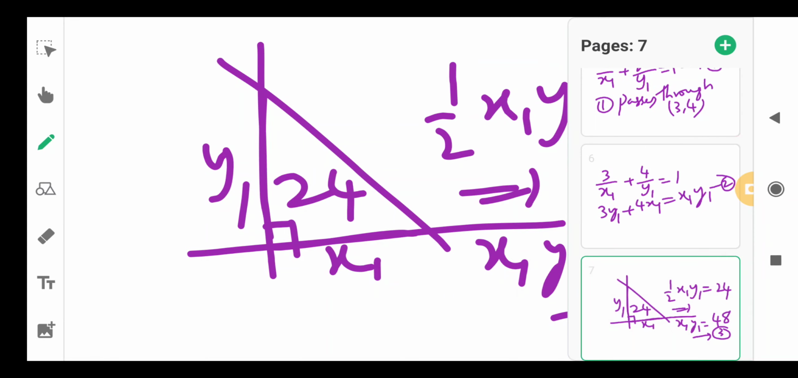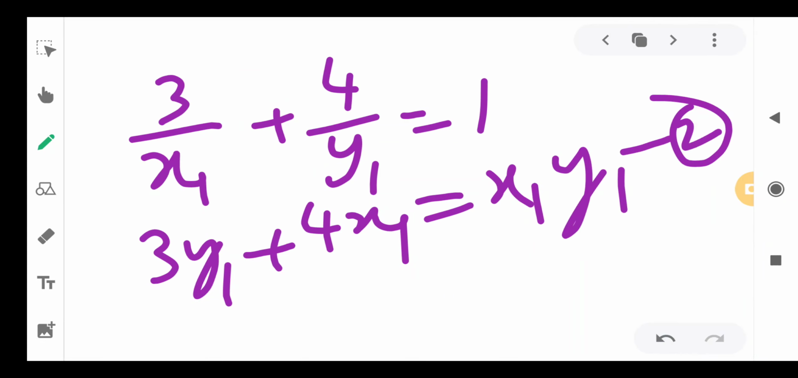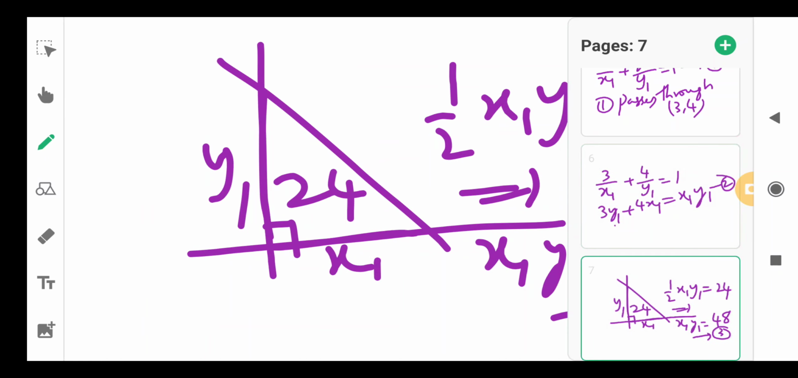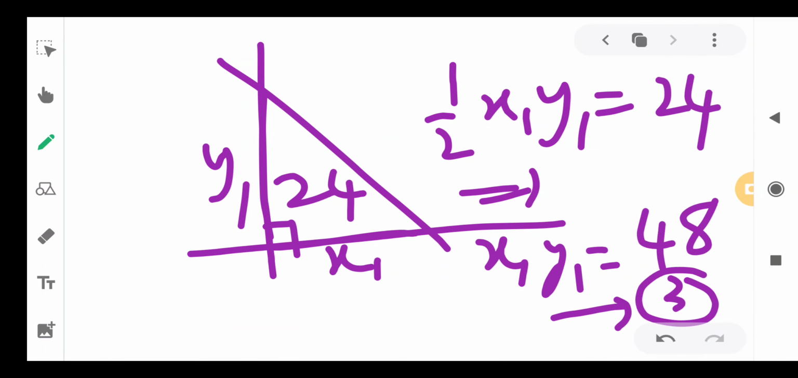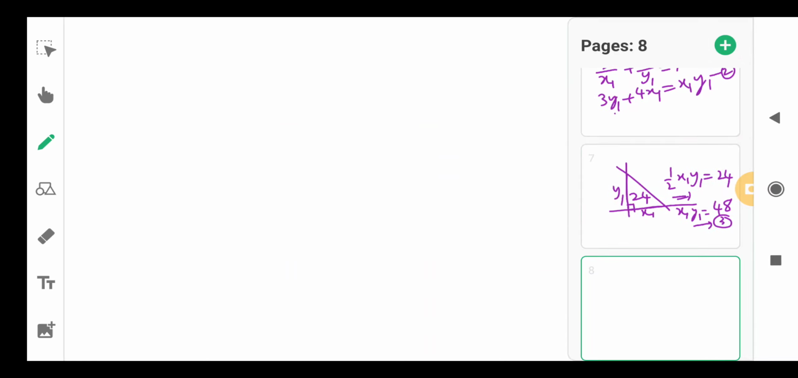Simply see here, this is equation 2, 3y1 plus 4x1, and equation number 3 is x1 y1 is equal to 48. Now both the equations we have to solve to get x1 y1. Once we get x1 y1, we can get the equation very easily. Now what shall we do is, this x1 y1.